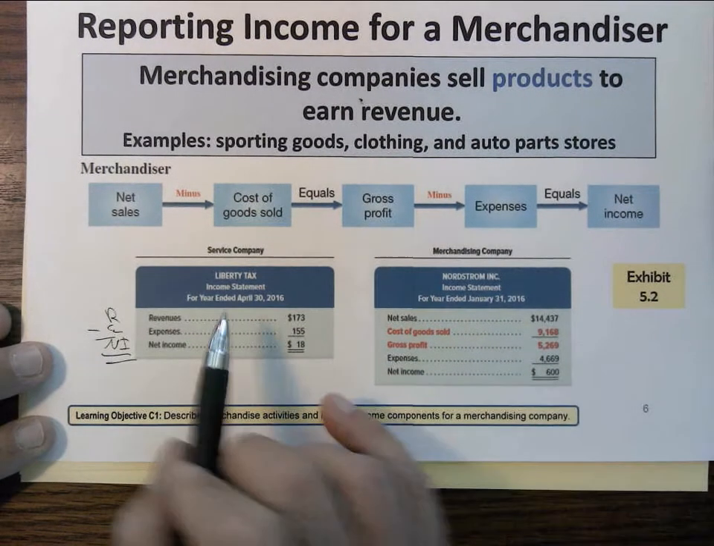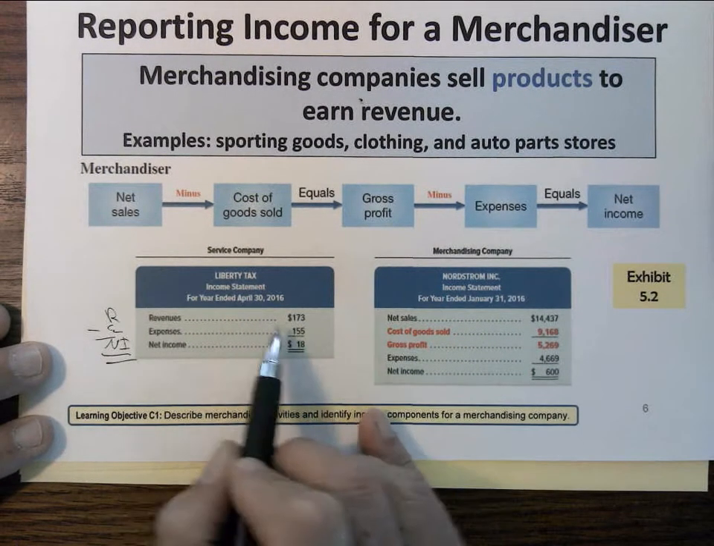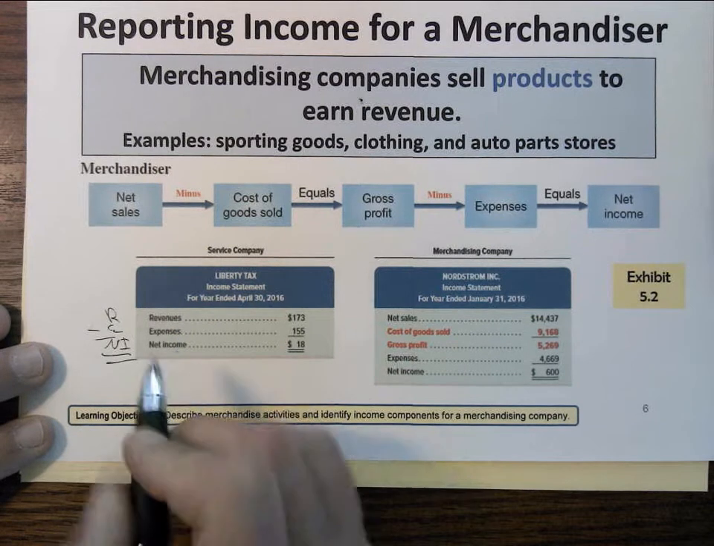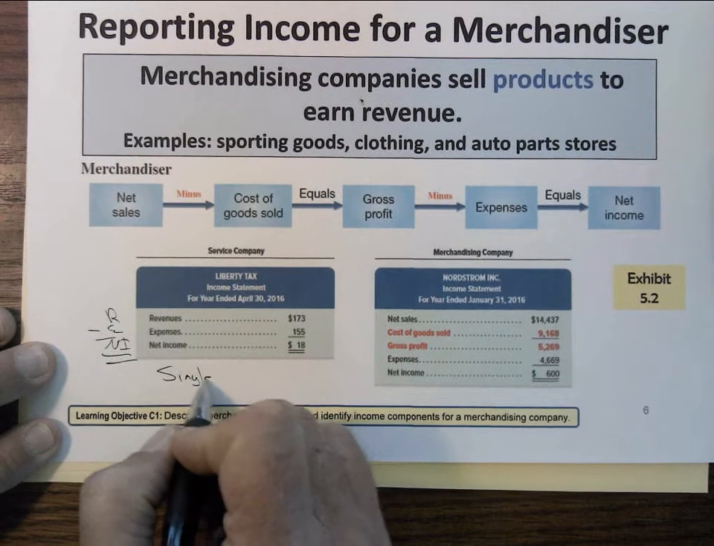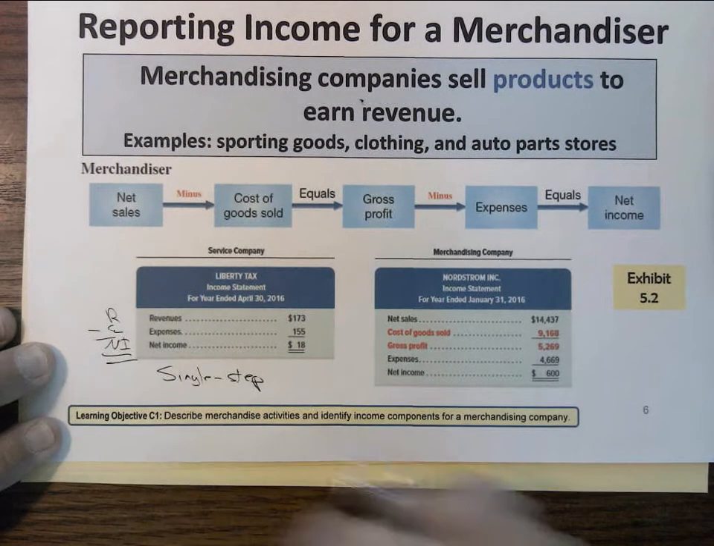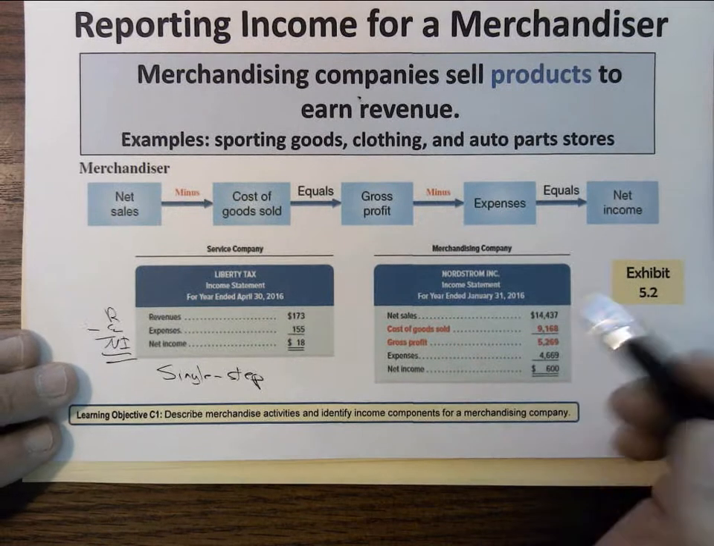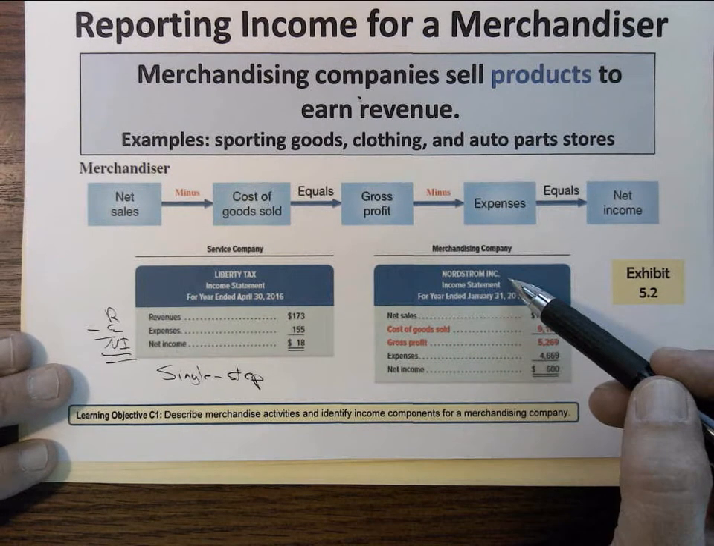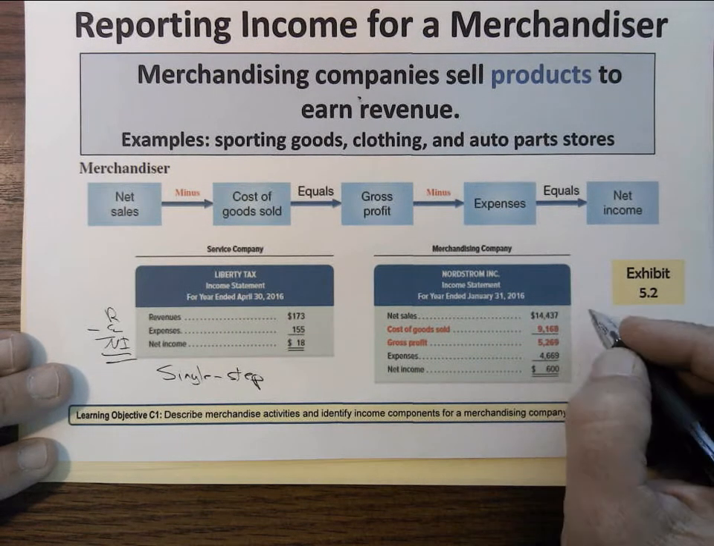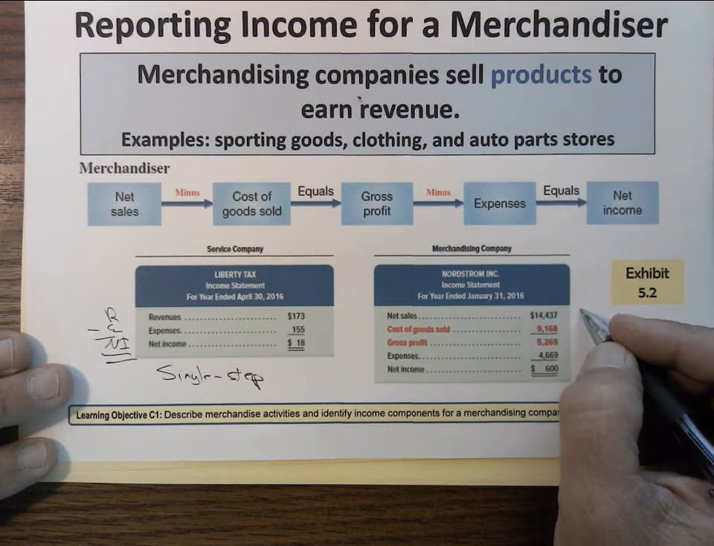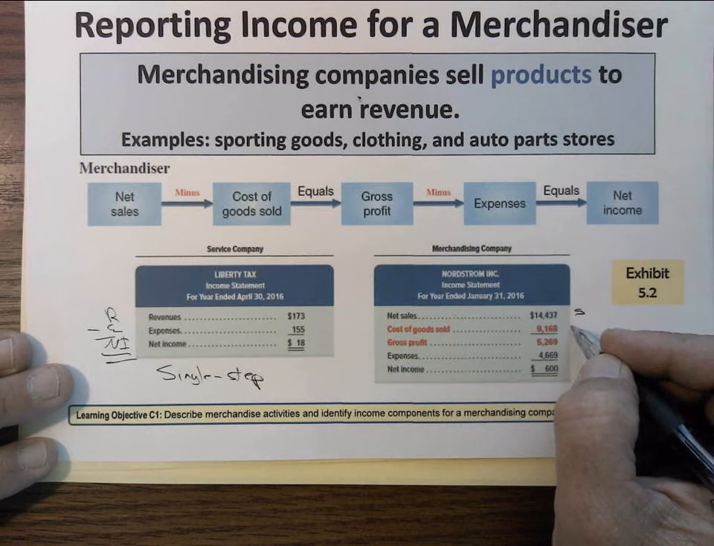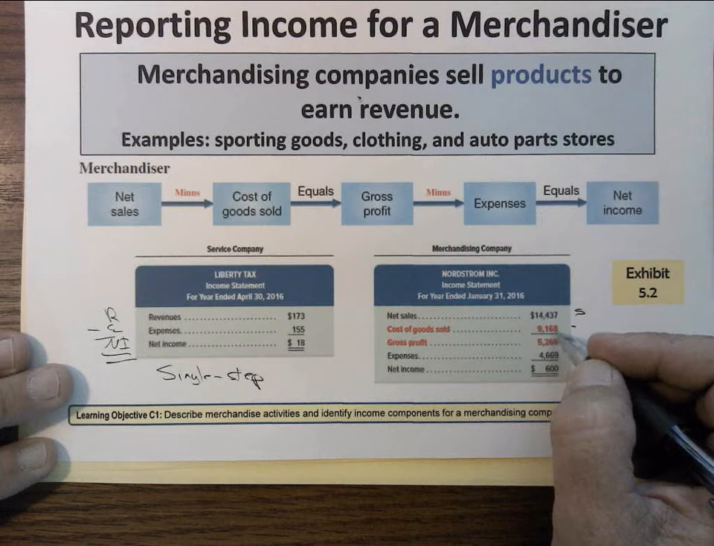Okay, so Liberty Tax, a service business: revenue minus expenses, net income. Single step income statement, right? Now, we look at this income statement for a merchandising business. They have net sales, which is what? Revenue, right? So for penciling this out, it would be sales or revenue minus what? The cost of goods sold.